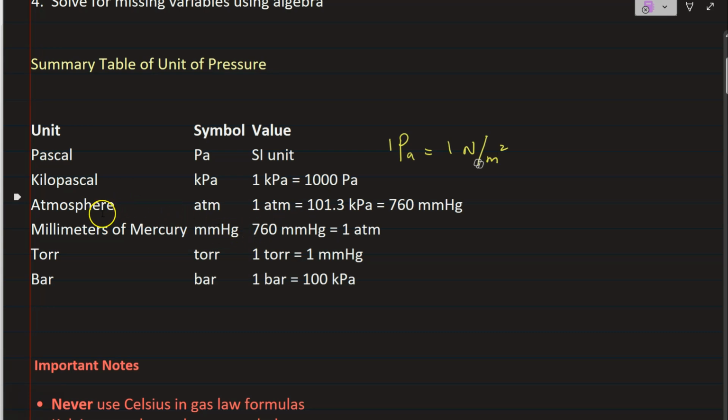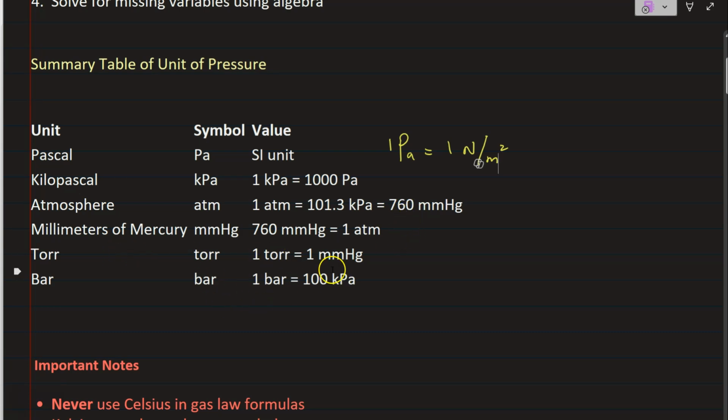The next one is atmosphere, and 1 atmosphere is 101.3 kilopascal. And then the next one is mmHg. That's millimeters of mercury. In olden times, they used to have these tubes with mercury in them, and depending on how much the mercury moved, in millimeters, each one would have been 1 atmosphere. That goes back a long time ago. They don't use that anymore.